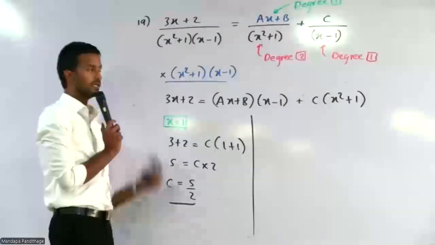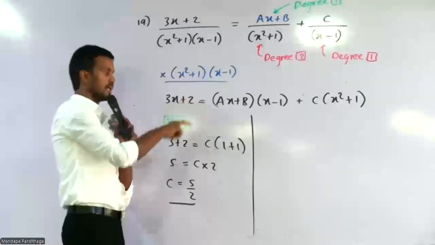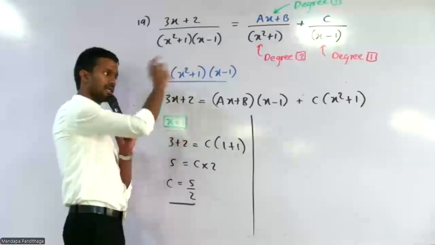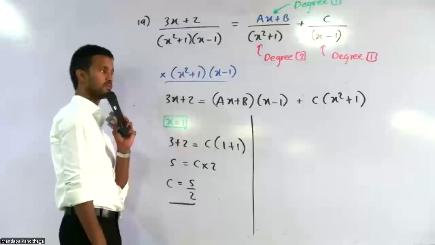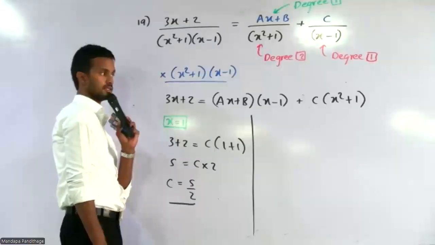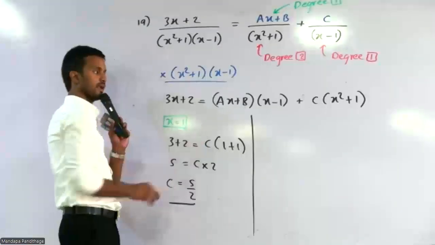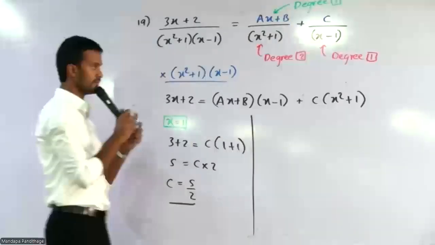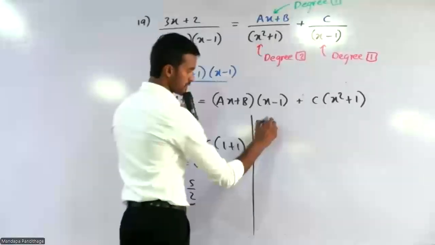So what I do here is use both substituting values and comparing coefficients. I'm using both methods. Here I have substituted x equals 1. And now I'm comparing the coefficient of x squared.